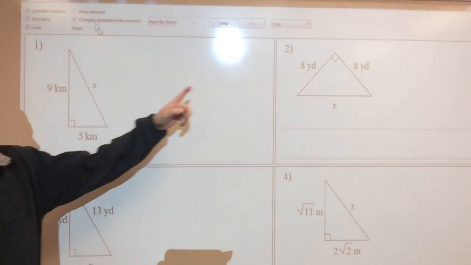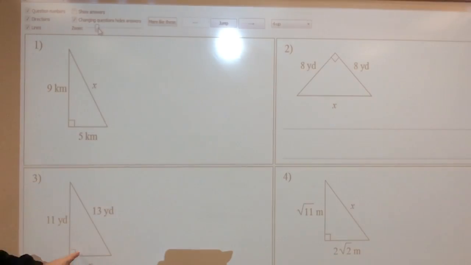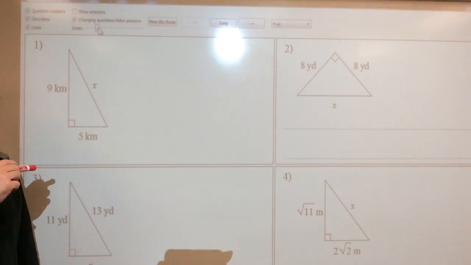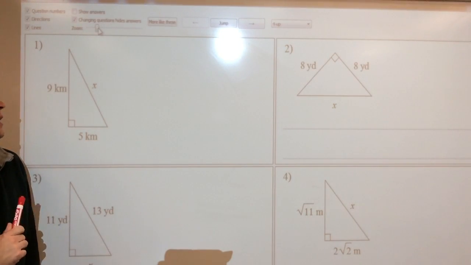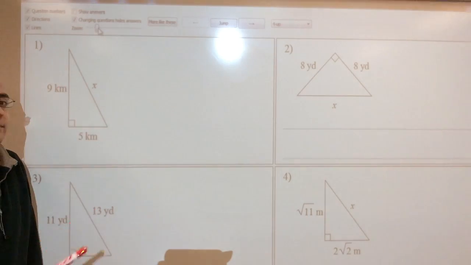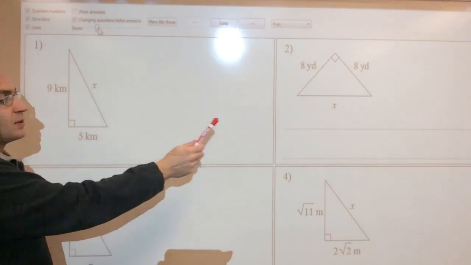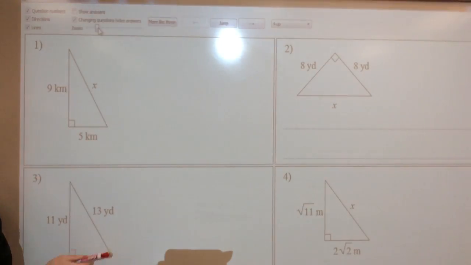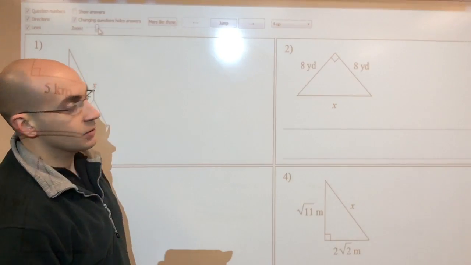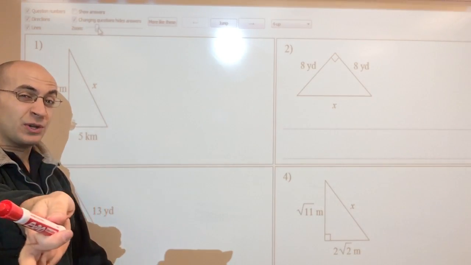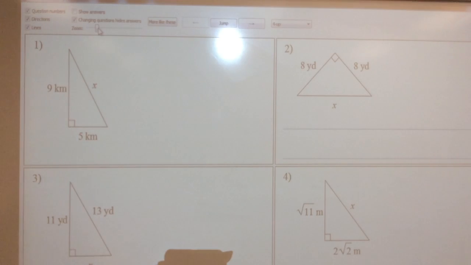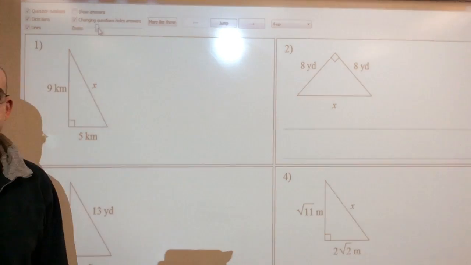Go ahead and pause the video and try these four problems. Now, these are just straight up regular Pythagorean theorem problems because I'm trying to find a missing variable, but that missing variable may be different parts of the right triangle. So go ahead and pause me, see what you can come up with, and I'll work out two of the more challenging ones for you.